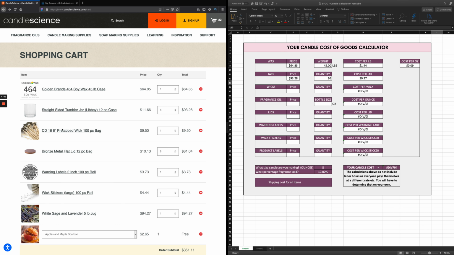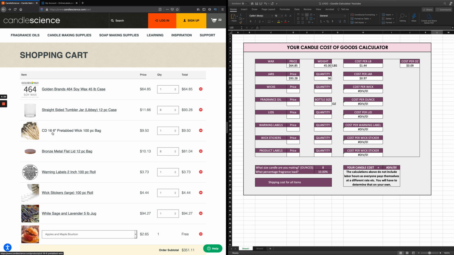The next thing that we're gonna do is the wicks. So I'm putting here CD16 when Candle Science actually recommends CD18, but for sample purposes, I'm using 16 because 18s are sold out, so it would not tally up in the cart.